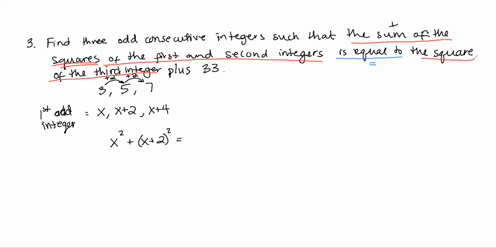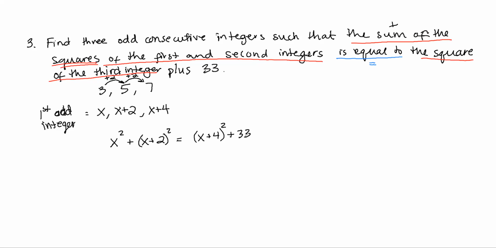So the square of the third integer, just like we did with our other two integers, we're going to take our third integer, which is x plus 4, and we're going to square it, and then plus 33. So just adding on 33 at the end. So now we have our equation all set up. We want to go ahead and simplify it.